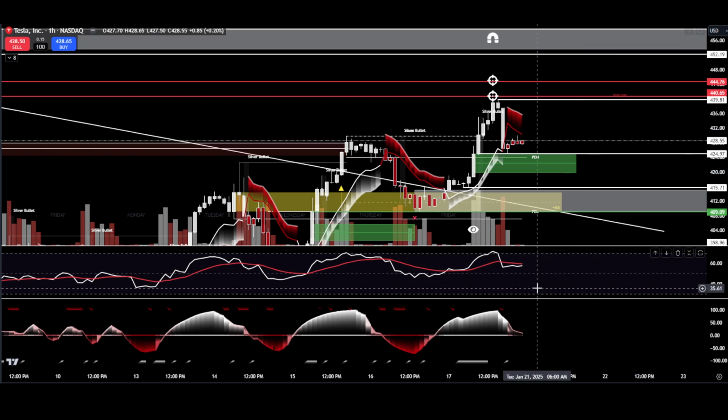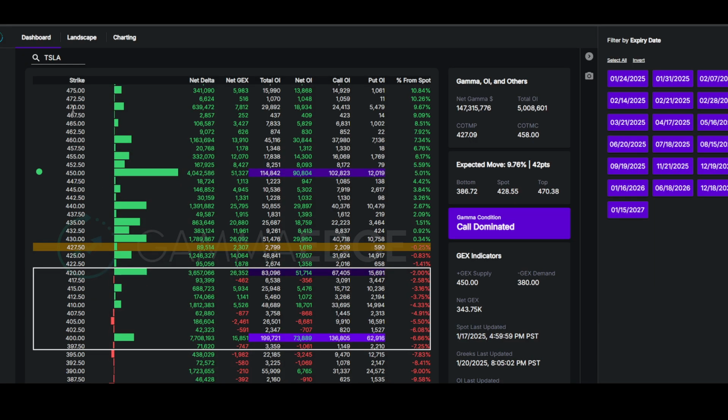Very last thing we'll do, again, thanks to our partners at Gamma Edge, I'm going to take a look at Tesla's Gamma for the week. So I got a Gamma pulled up. Again, this is their web-based app.